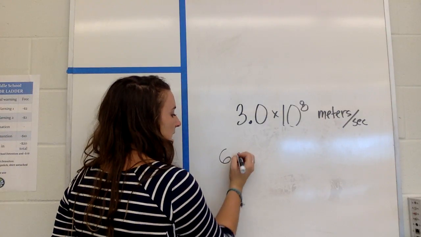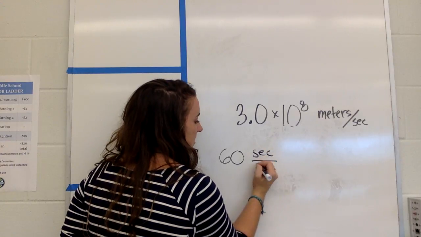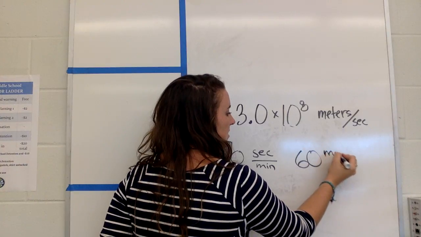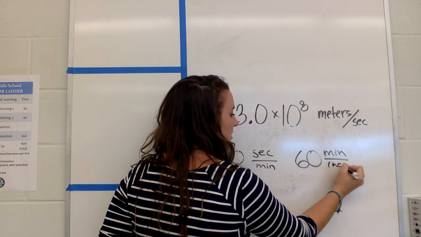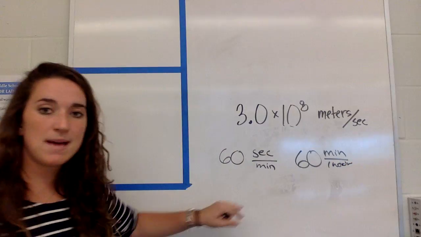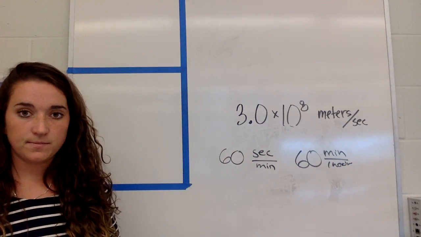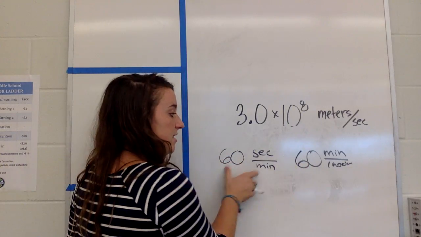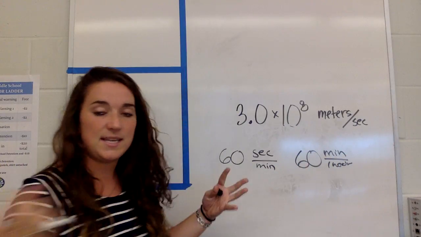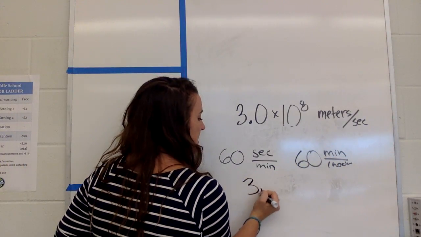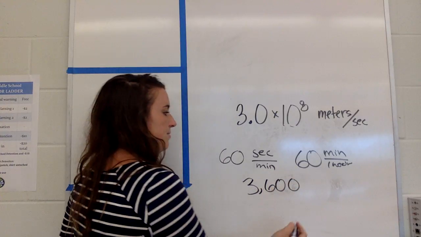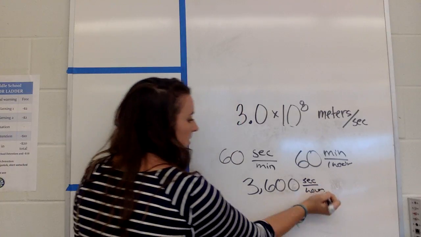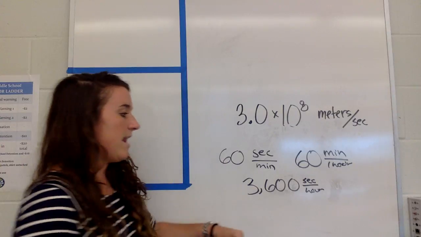So I know there are 60 seconds in 1 minute. And then we have 60 minutes in 1 hour. So how do I figure out how many seconds are in an hour? I need to multiply the seconds per minute times the minutes per hour, because each one of these minutes has 60 seconds and there are 60 minutes. So I'll have 60 times 60 is 3,600 seconds per hour. All right, so now I know how many seconds are in 1 hour.